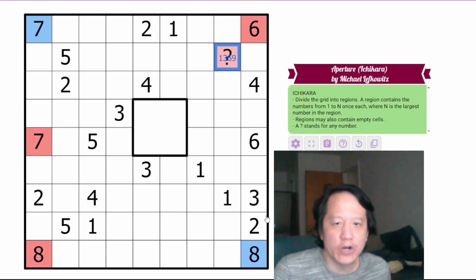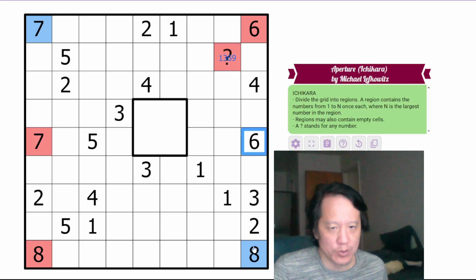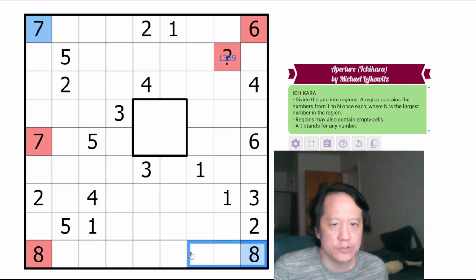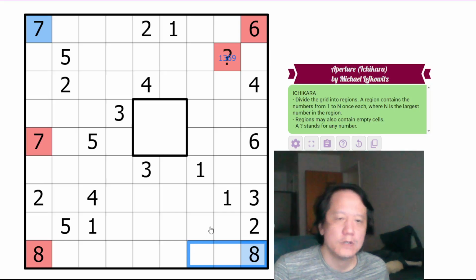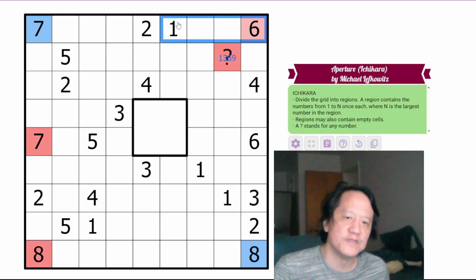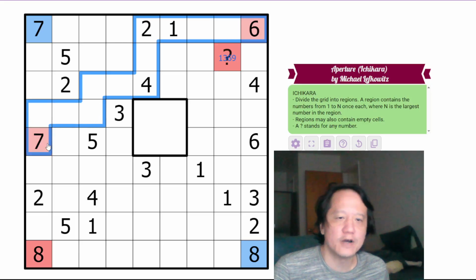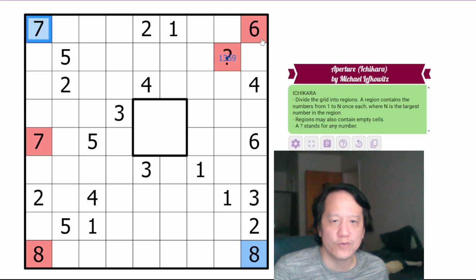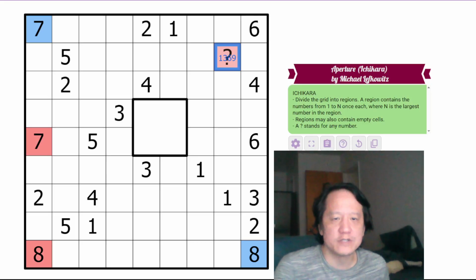Okay, what happens if this is not blue? This can't be 6. If this is 6, the problem is you would have to orthogonally connect with the reds, and that would block these 2 corners from being together. So this must be a 6 here to match.